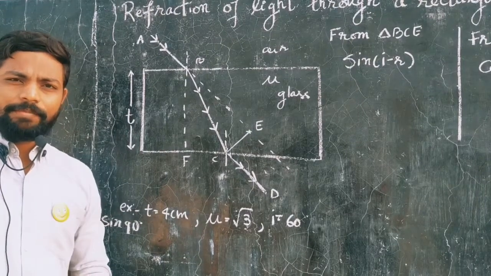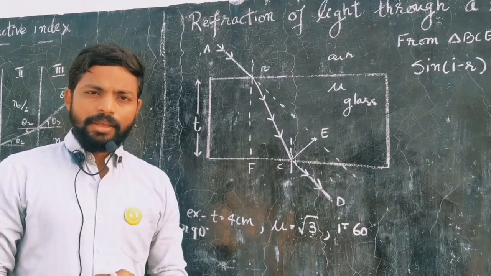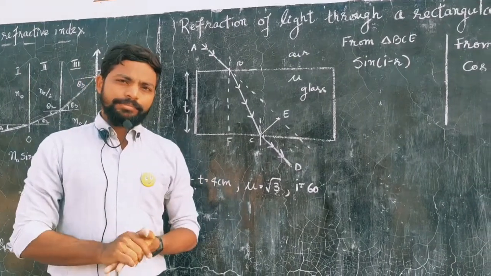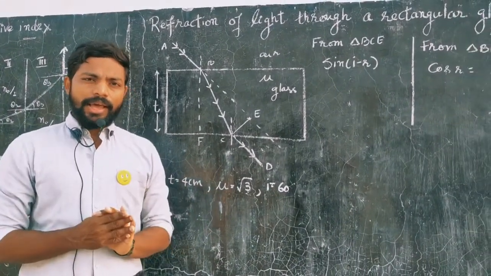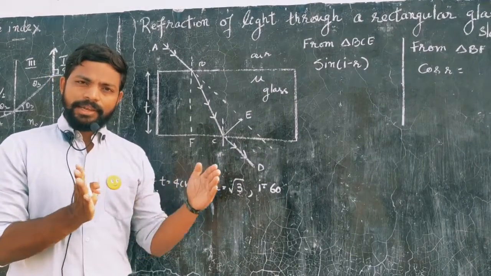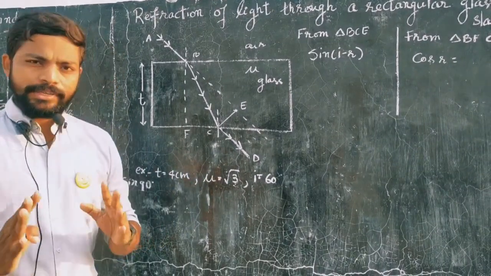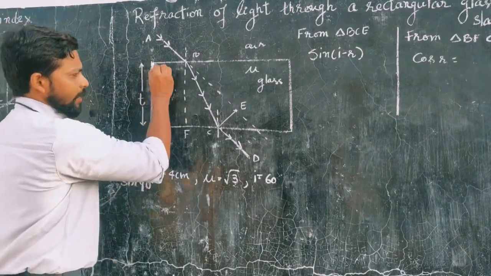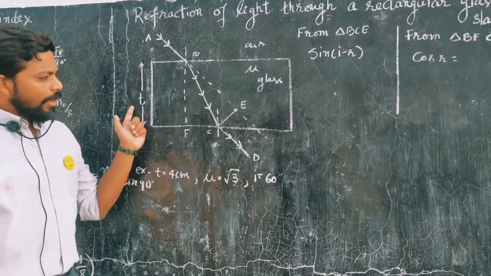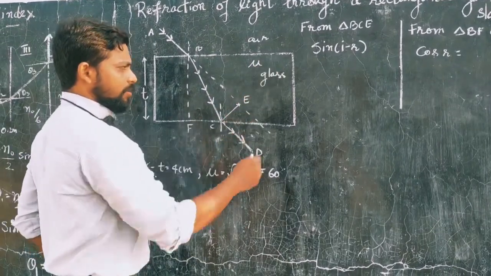Friends, now we will see the concept of lateral displacement. What it means: whenever light passes through a rectangular glass slab, light undergoes refraction, and when we are watching light from one side of the glass slab, we feel it got shifted, it got displaced. Let's see pictorially what it is. Let us say there is a rectangular glass slab. Let us say its thickness is T and its refractive index is mu, or we can call it n. It's up to us, right?